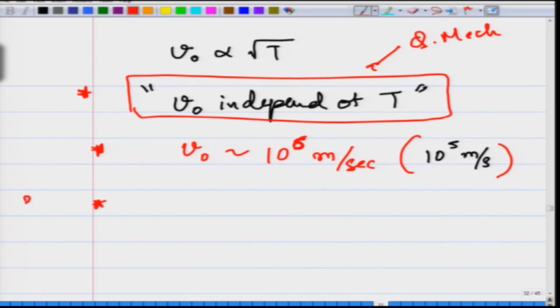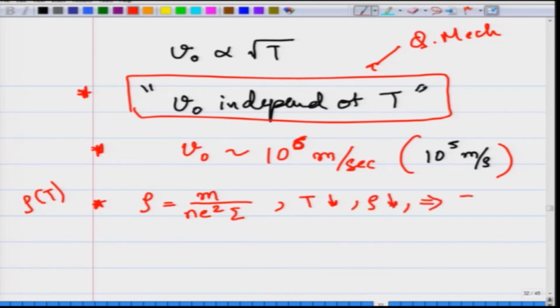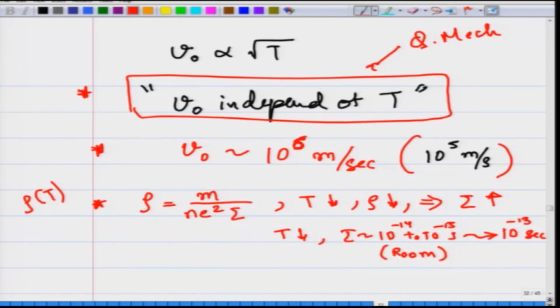And if you actually measure the resistivity of the material as a function of temperature, you will find that the resistivity decreases. So, the resistivity, which is equal to m over n e square tau, decreases as T is lowered, which implies that tau increases. With lowering of temperature, tau, which is roughly 10 raised to minus 14 to 10 raised to minus 15 seconds at room temperature, increases to around 10 raised to minus 13 seconds at low temperature.